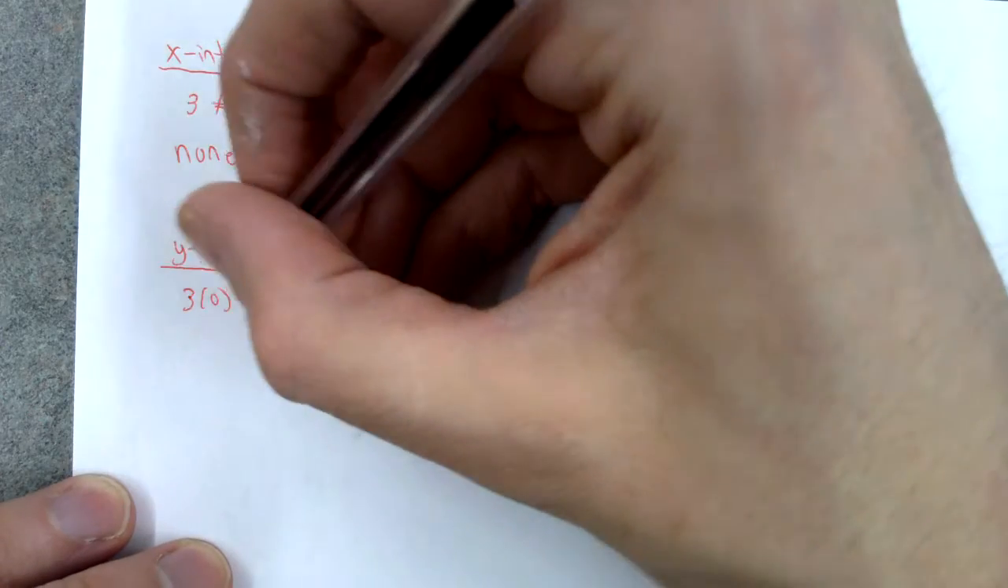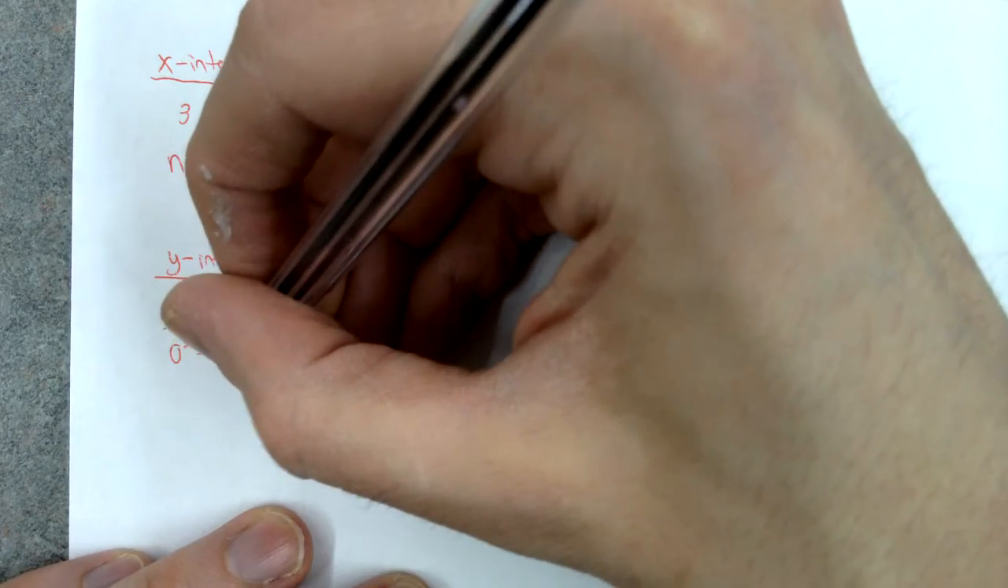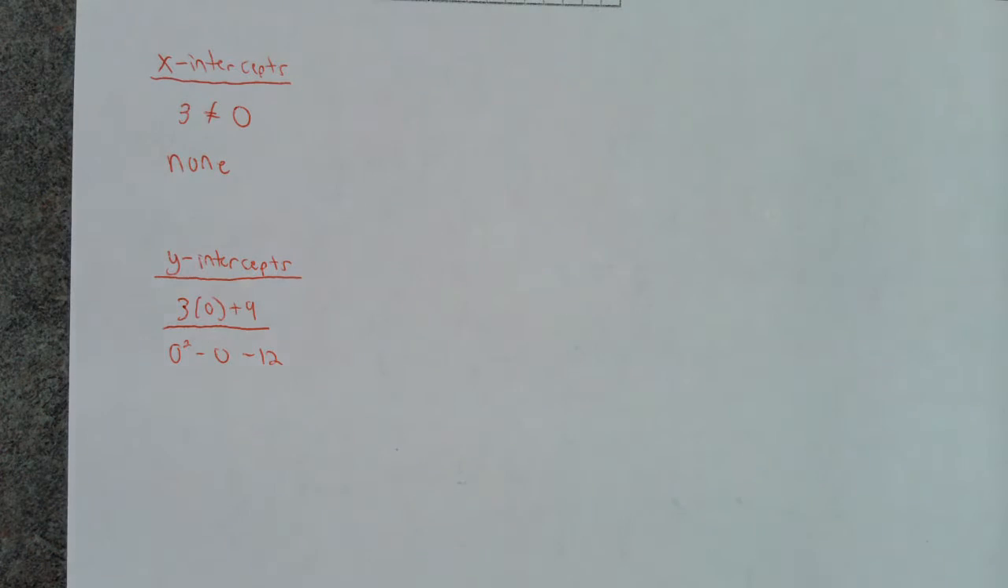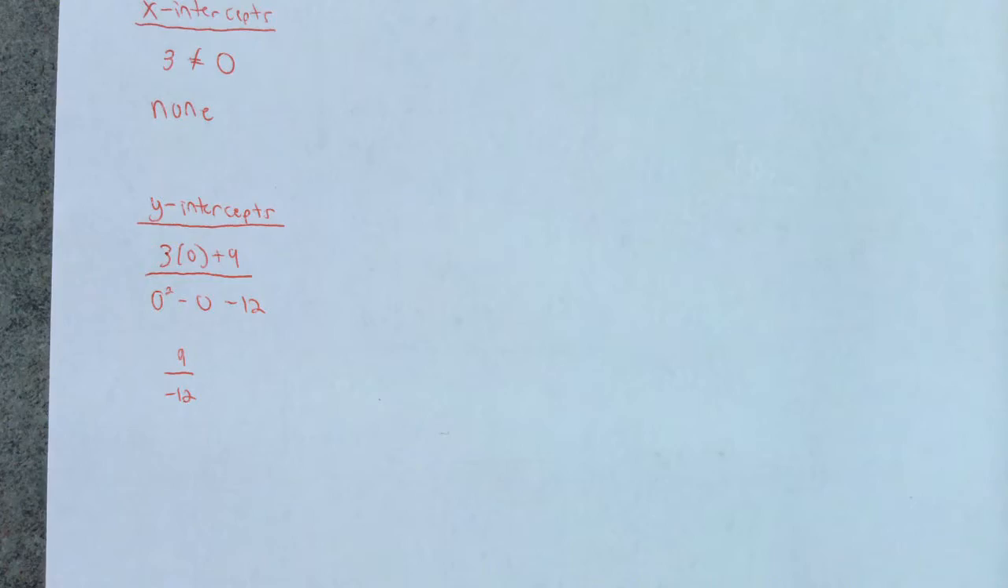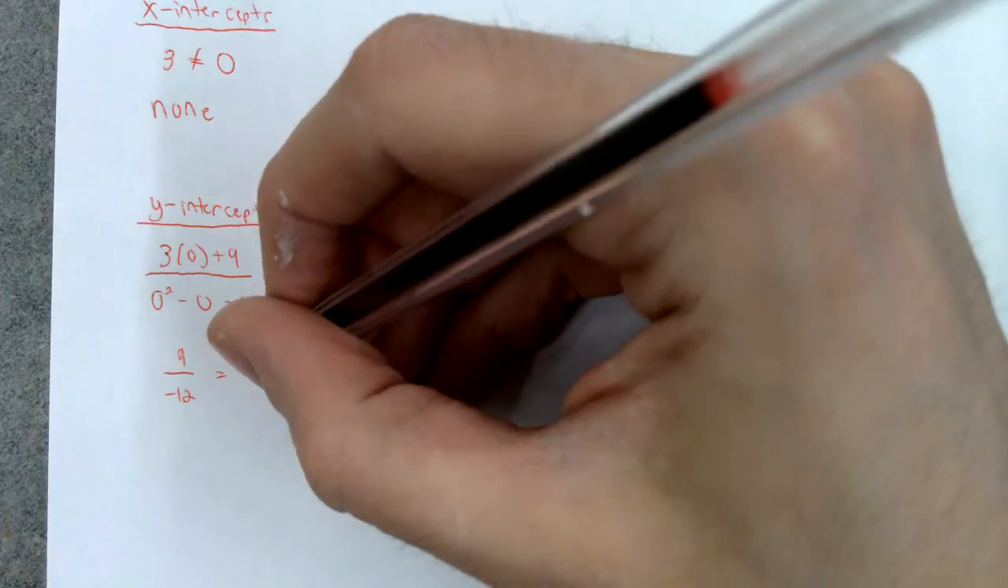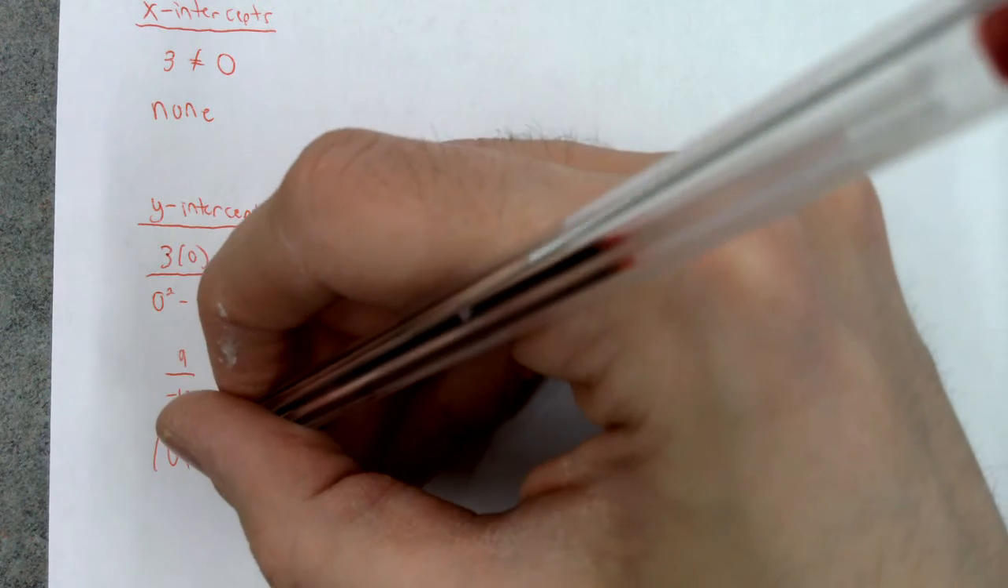You go back in the original equation, it was 3 times x plus 9. So instead of doing 3 times x, I'm going to do 3 times 0 plus 9. Divided by, it was x squared minus x minus 12. So I'll do 0 squared minus 0 minus 12. So the numerator will be 9. The denominator will be negative 12. Which simplifies to negative 3/4. So the y-intercept is going to be 0, negative 3/4.